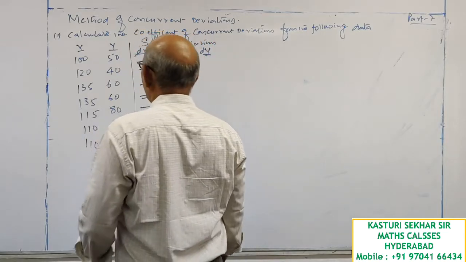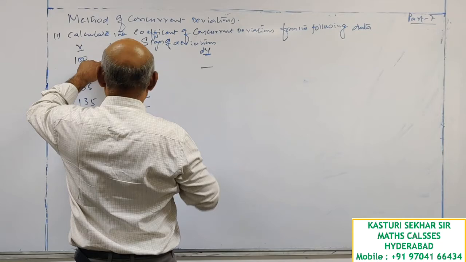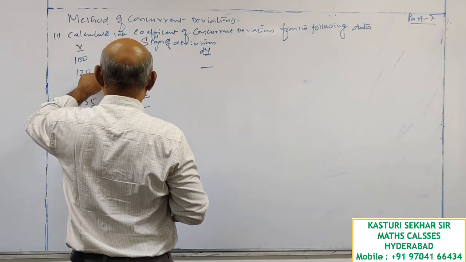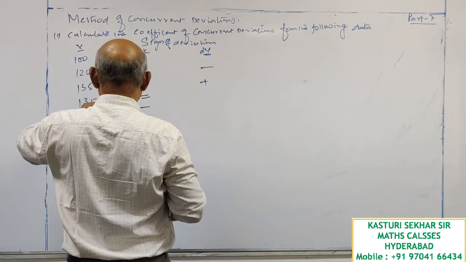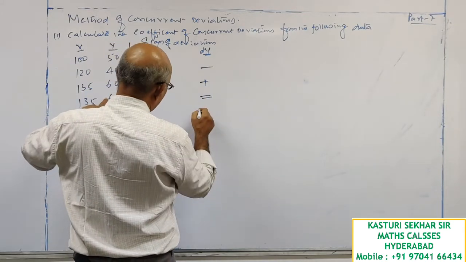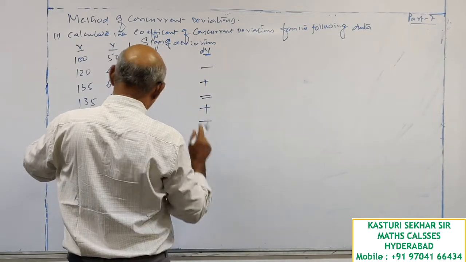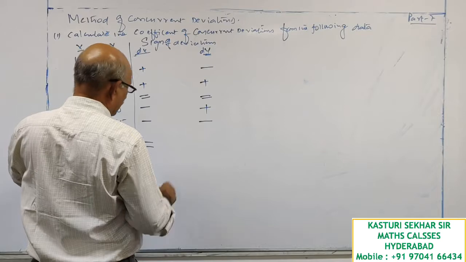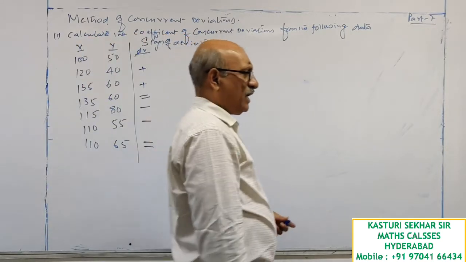Same process, let us apply for Y series. 40 is less than 50, minus sign. 60 is greater than 40, plus sign. 60 is equal to 60, equal to sign. 80 is greater than 60, plus sign. 55 is less than 80, minus sign. 65 is greater than 55, it is plus sign.